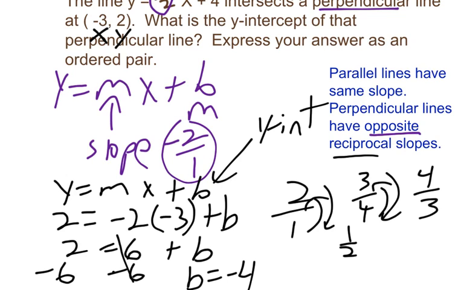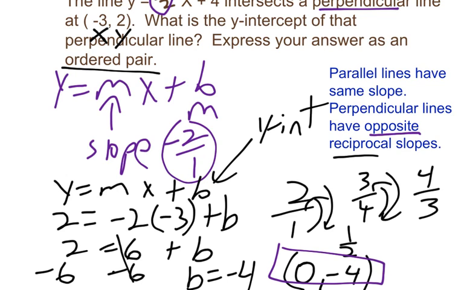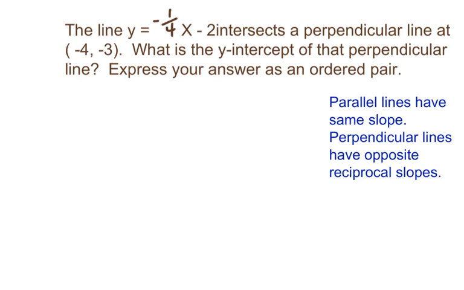Now it wants it as an ordered pair, so I need to write that as the y value is negative 4, so it's 0, negative 4. And that's my final answer. Alright, I'm going to have you guys try one on your own. Just remember, parallel lines have the same slope, perpendicular is opposite reciprocal. Alright, go ahead and pause the video and try this one on your own.